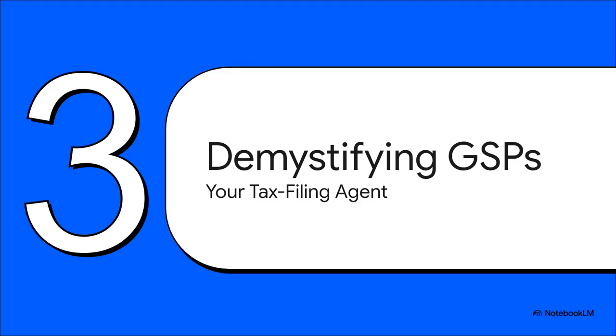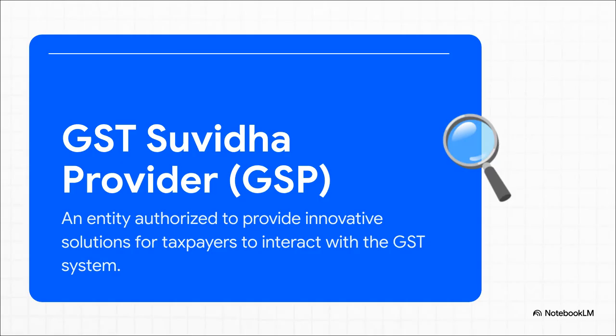Okay, let's zoom in on that second option, the GSP, because it's a really common choice. The best way to think about a GSP is like a tax filing travel agent. Seriously, they know all the routes, they handle all the tricky connections, and they just make the entire process a whole lot smoother for you. Now, the official definition is an entity that's been authorized to help you and me interact with the GST system. But I want you to focus on that word right there, innovative. That's the key. GSPs aren't just supposed to be a pipe for your data. They're expected to build really useful tools, like slick web portals or handy mobile apps that actually make your life easier when it comes to compliance.